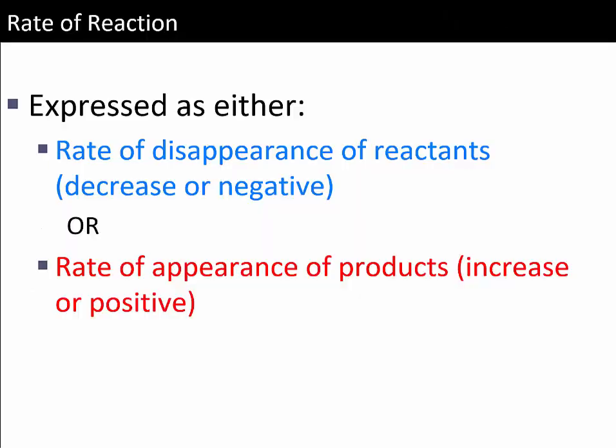Right? And there are 2 ways we can express these rates. So we can either look at them as the rate of disappearance of the reactants. So I've got my starting material and it's getting used up. How quickly are we running out of gas in our car? Or we can look at it as the rate of appearance of the products, which is going to be an increase or a positive change.